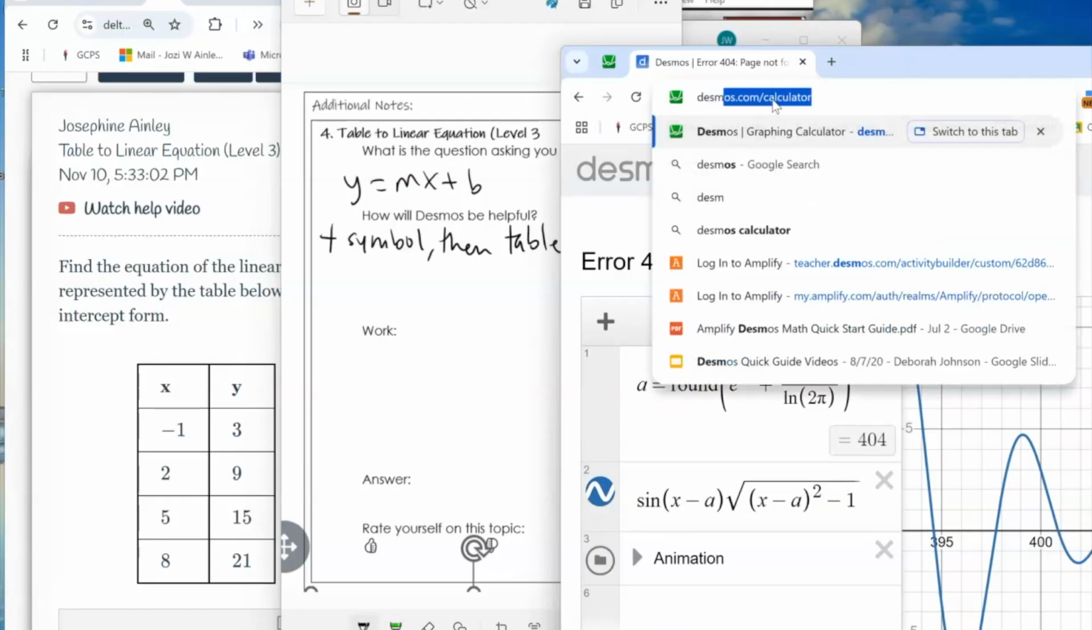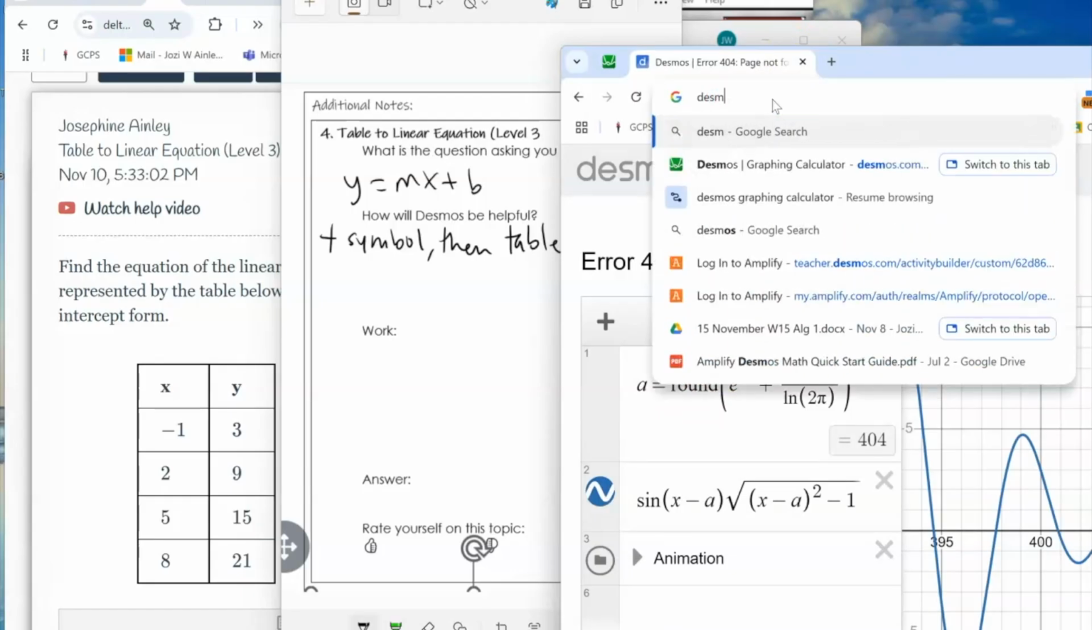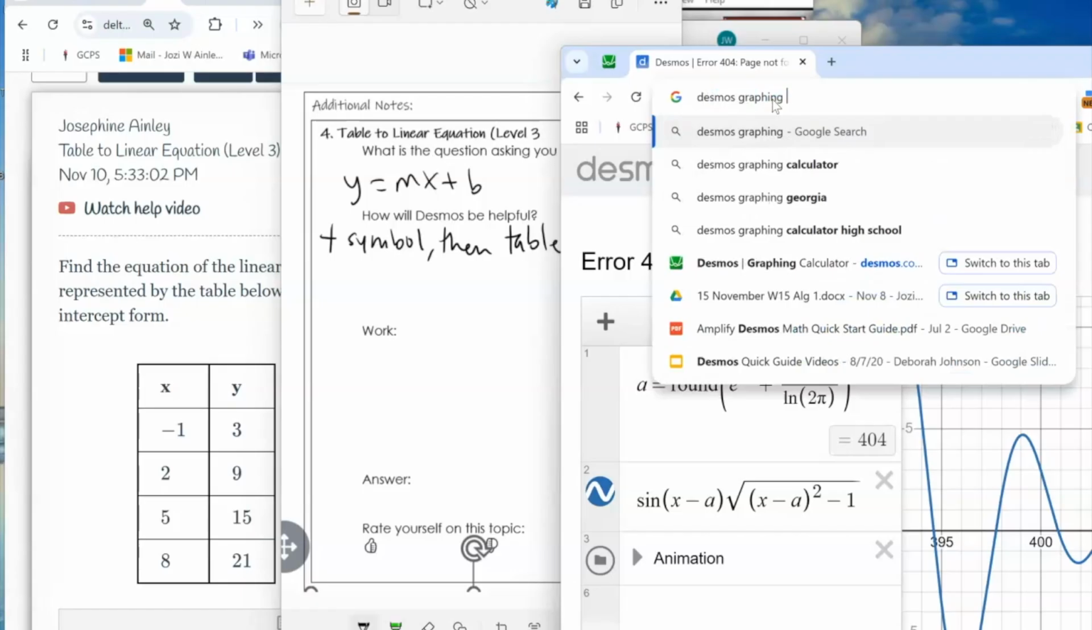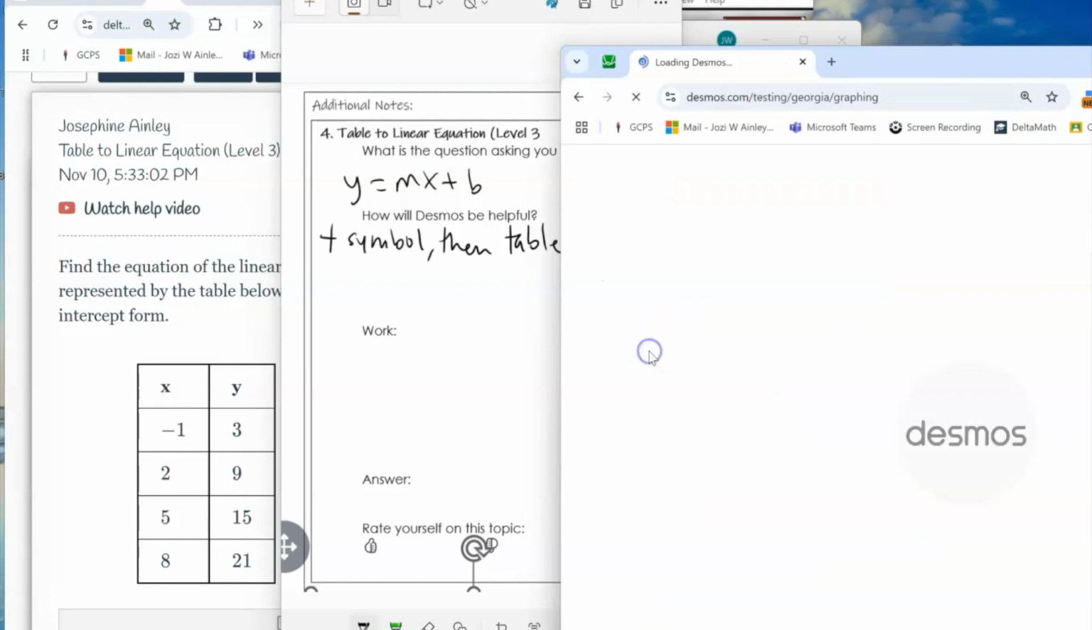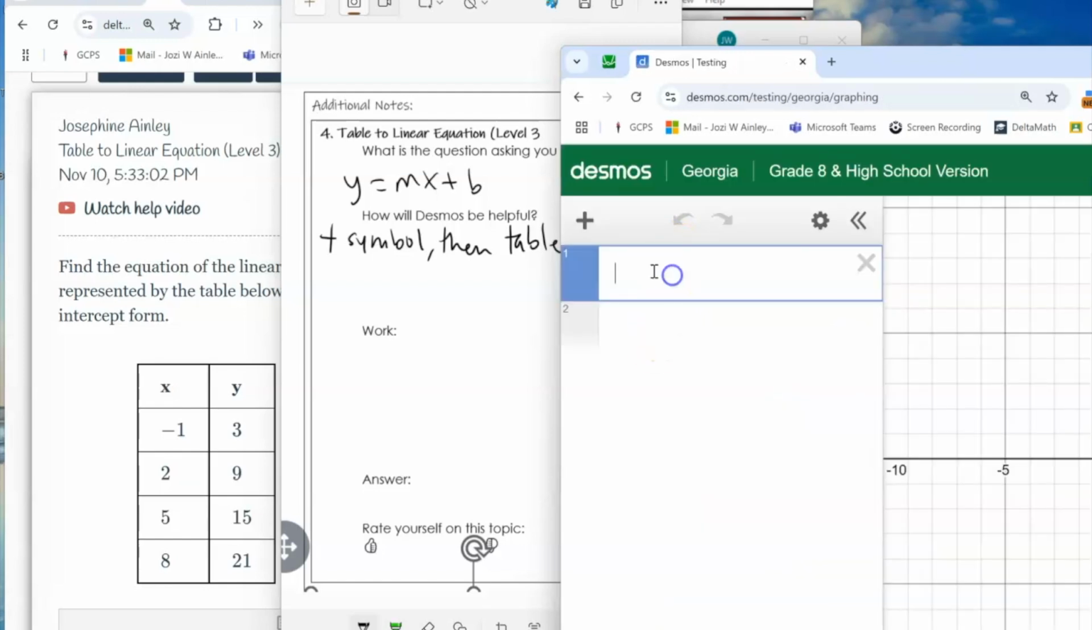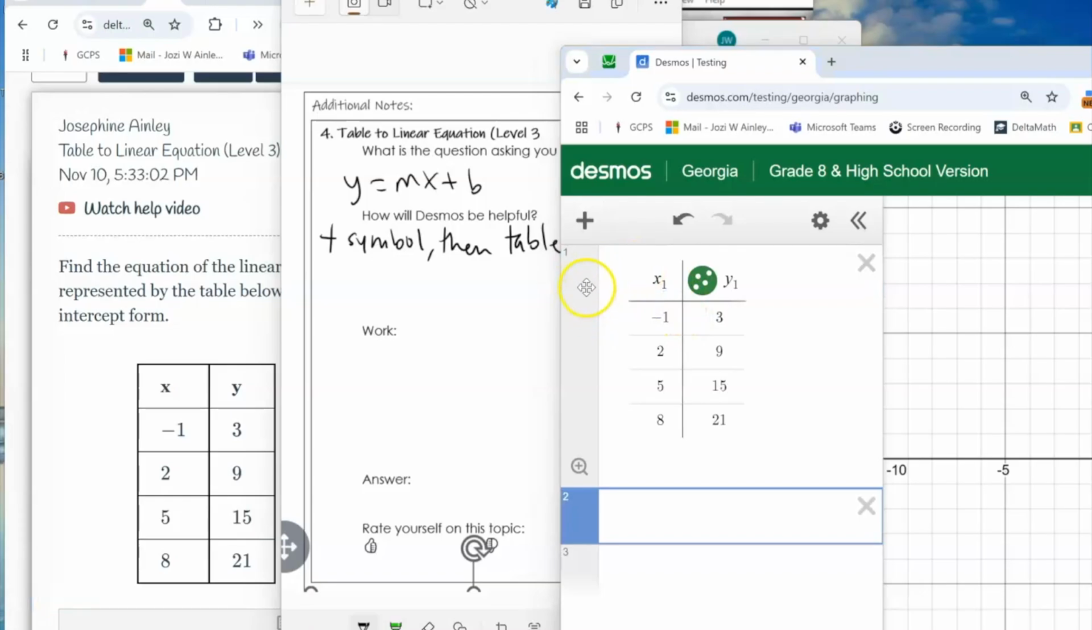So Desmos Graphing State Test GA, something like that. Make sure it's green. All right, perfect. I'm going to put the table in. I'm going to pause while I do that. As you can see in the testing calculator, it doesn't have that option, so you have to type it in. So practice what you're going to get on the test. Let's go ahead and type it in.